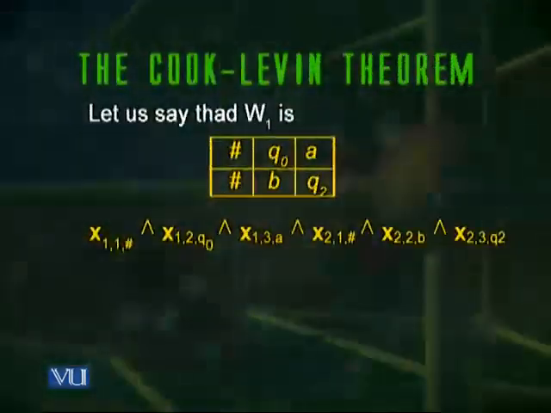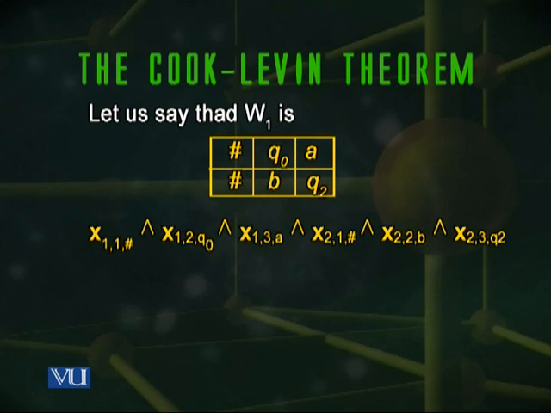Since OR is allowed, all I have to do is to be able to say that the first window is equal to W1, and that the first window is equal to W2, and so on. If I say that, then I can take the OR of them, and that will say that the first window is legal. Let's see now how this would be done. Let's once again do this by an example. Let's say that the first legal window that we have computed is the following. It is hash Q0 A followed by hash B Q2. So that is a legal window.